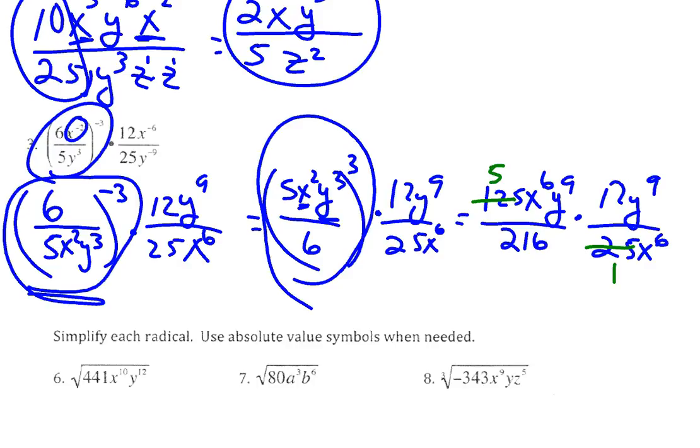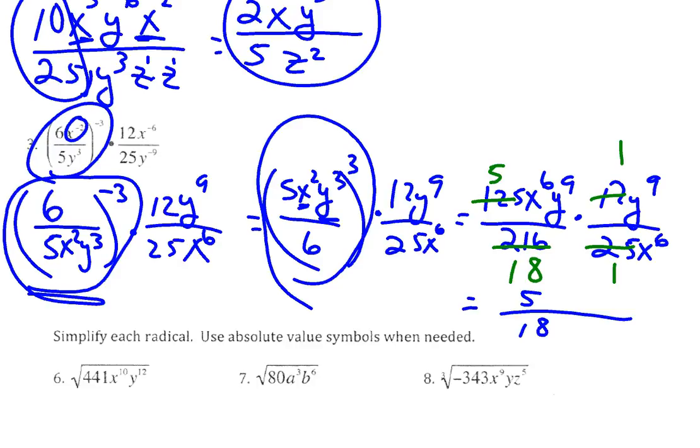Okay, what goes into both? 12 and 216. Wouldn't it be nice if 12 went into 216? I believe it does. 12 goes into 12 once. And if you put 216 divided by 12 in your calculator, you should get 18. So what I have is 5 over 18 for the numbers.